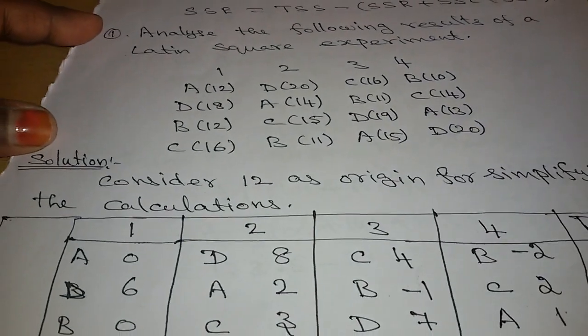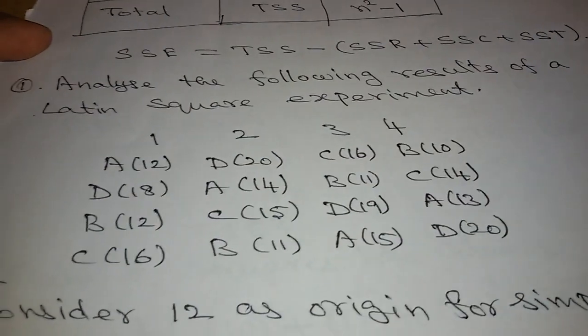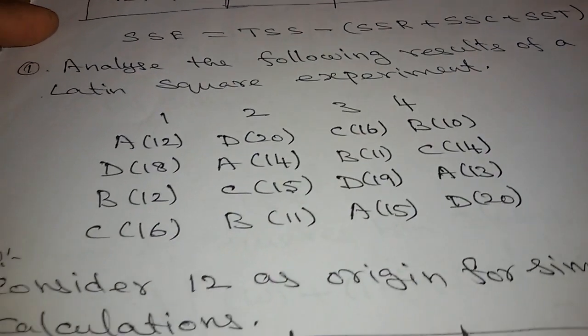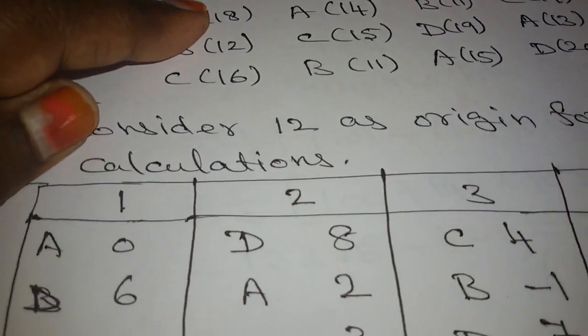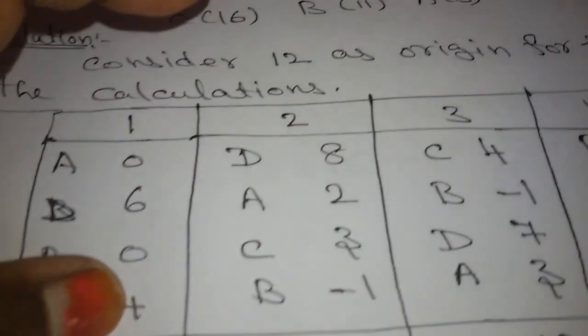Now the solution: consider 12 as the origin for simplifying the calculations. A very simple method: we take the element 12 and subtract it from every element in the given data. First A, D, B, C, don't change the order here. What is given, you take as itself, A, D, B, C. Then subtract the value 12 from each data. So 12 minus 12 is 0, 18 minus 12 is 6, 12 minus 12 is 0, 16 minus 12 is 4.